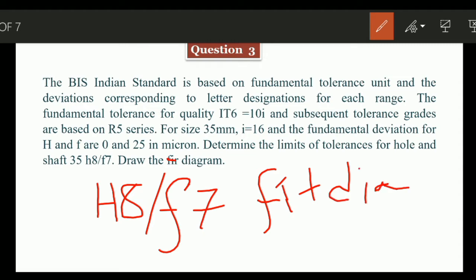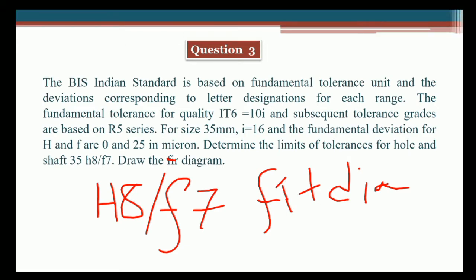Now, in this problem, if you see properly, some important things are given, that is the IT grade. There is a certain thing given, that is the R5 series. Now what is R5 series? The series gives you values increasing at a constant rate between successive IT grades. That means a constant increase of 60% between successive tolerance values is achieved by using the R5 series to calculate the tolerance grade from IT6 to IT18.